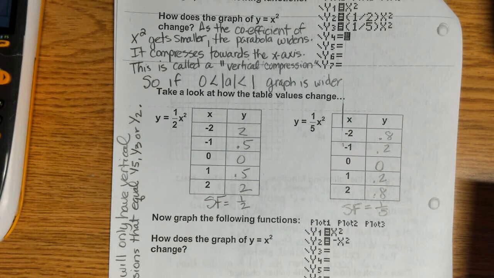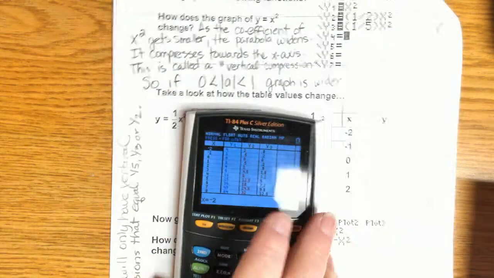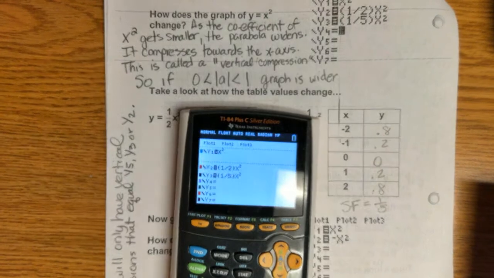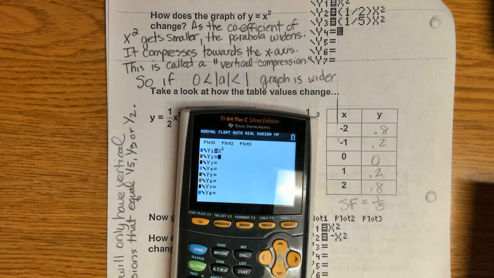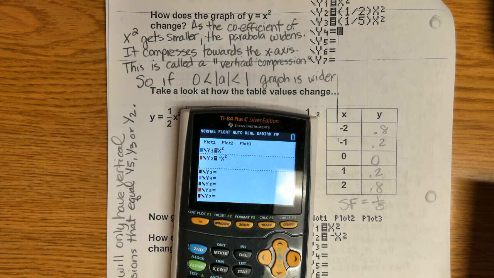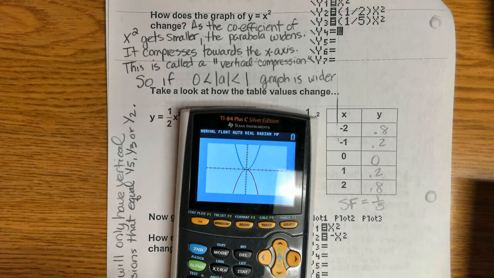Now the graph for the following, now they want us to do this. So let's go back to y equals. Let's get rid of y2 and y3, and let's go back up to y2 and put in negative x squared and see what happens. Graph it. There's your parent. There's negative x squared. So the negative sign is going to make the parabola open downward. Okay, that's when you have a maximum.